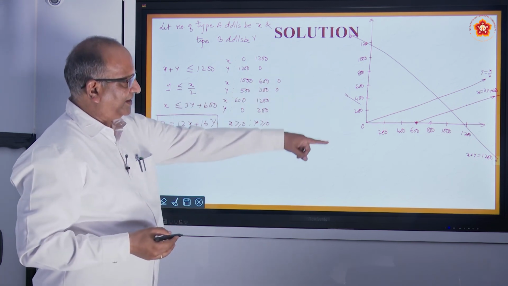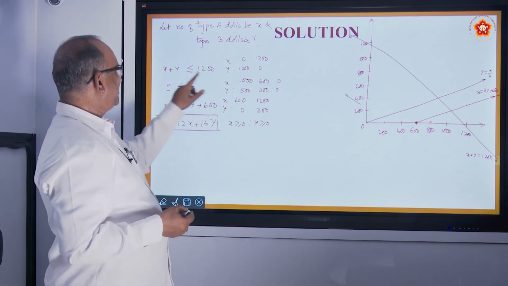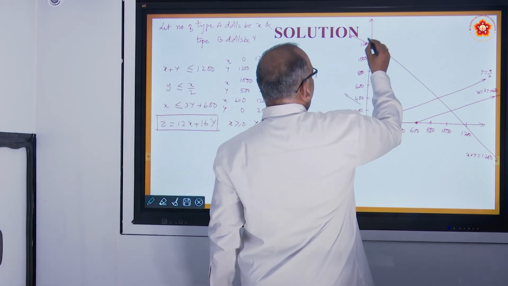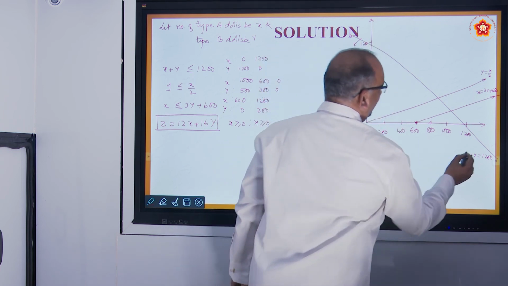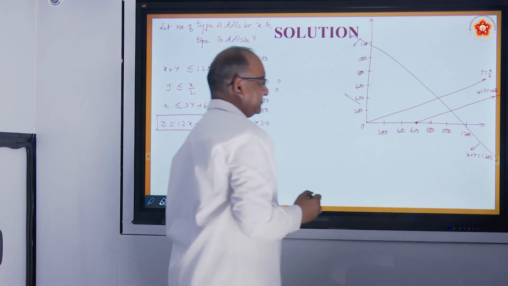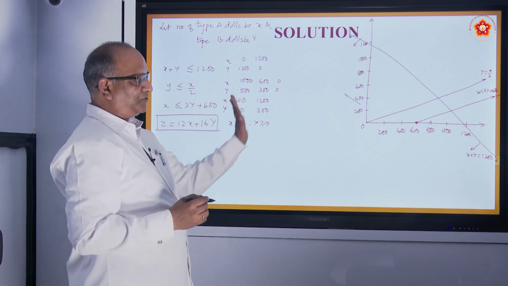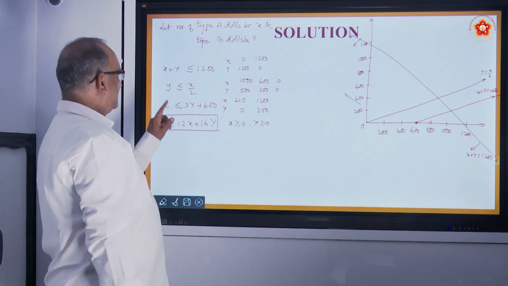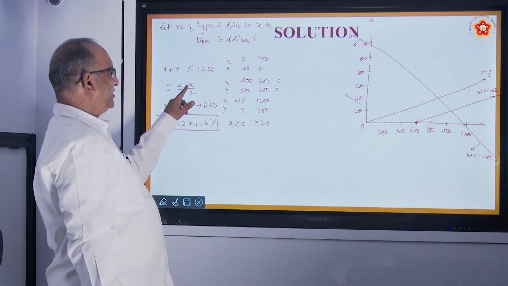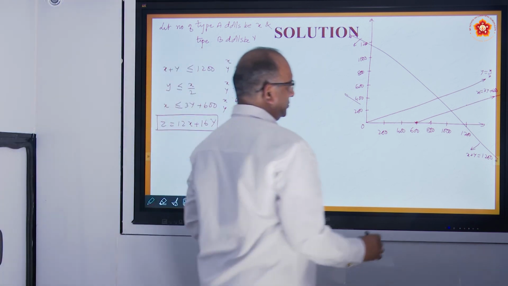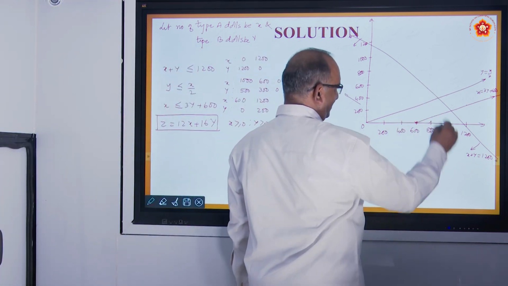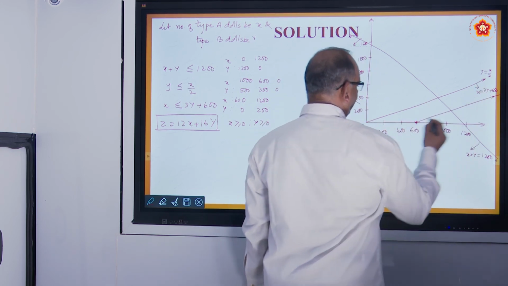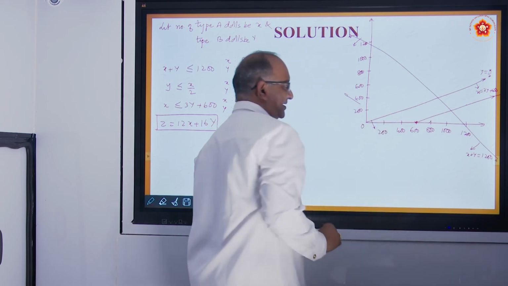Let us take the first one, x plus y less than or equal to 1200. If you substitute 0, 0 plus 0 is less than or equal to 1200. So towards the origin we need to shade. Second one is passing through origin, so don't take origin, take any point, let us say 400 comma 0. 0 is less than 400 by 2, that is 200, it is true. So towards this particular point, this is the direction for this line.